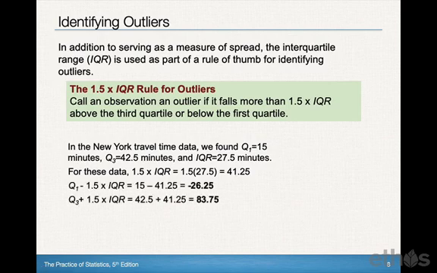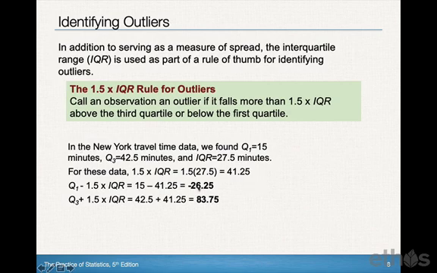So we're going to go to Q1 and Q3 and think of them on a number line. Q1 is the lower one, and we'll subtract that 41.25 from it and get a lower value of negative 26. We will add 1.5 times IQR to Q3 and get an upper value. Now this lower and upper value is the range of usual values, things that are not outliers. Anything outside of that range would be considered an outlier.